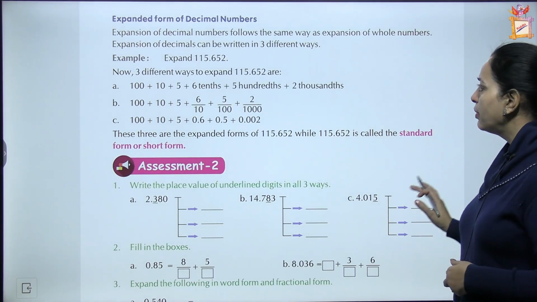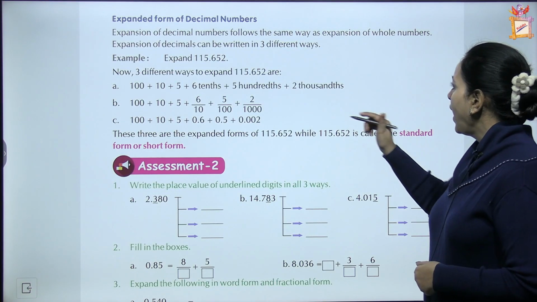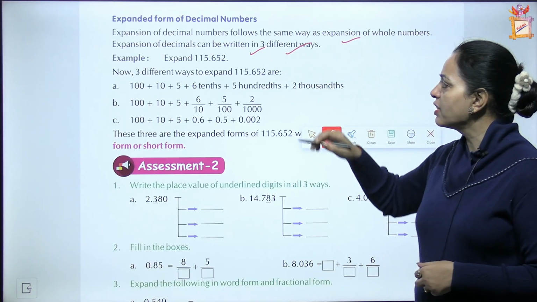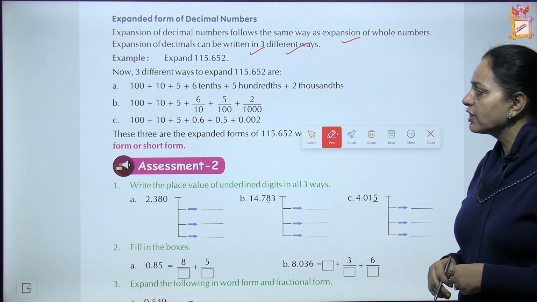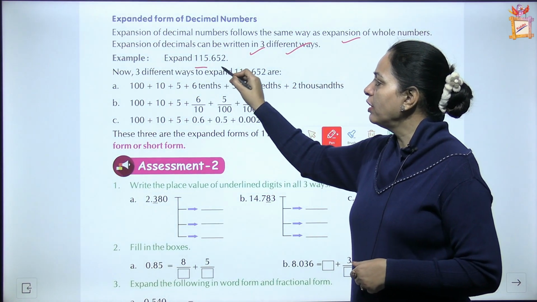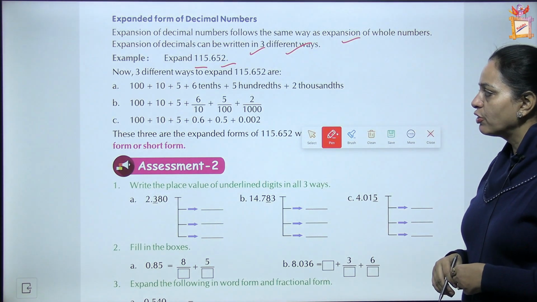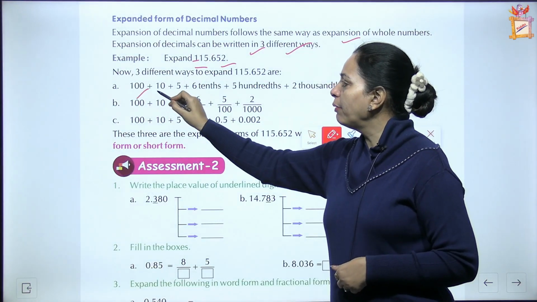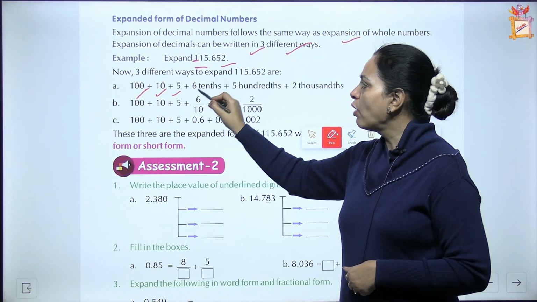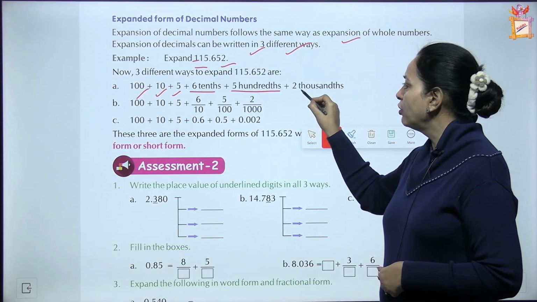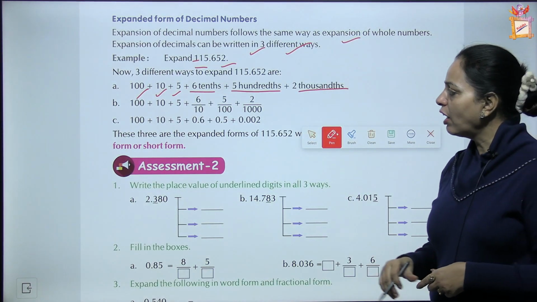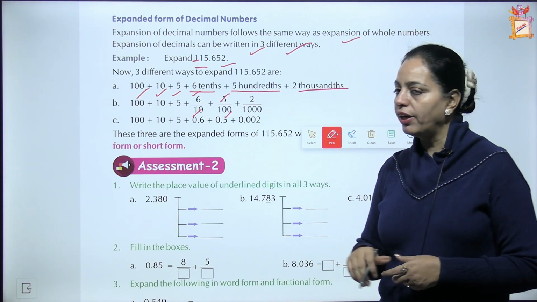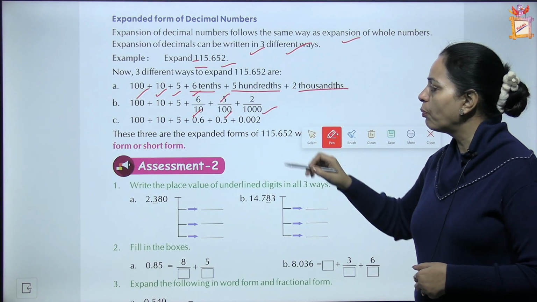Now expanded form of decimal numbers. Expansion of decimal numbers follows the same way as expansion of whole numbers. Expansion of decimals can be written in 3 different ways. The first one, example: expand 115.652. So what will you write? 115 is 100 plus 10 plus 5. Now 6 tenths, 5 hundredths, 2 thousandths. So 6 tenths, how can we write it? 6/10. 5 hundredths, 5/100. And 2 thousandths, 2/1000.